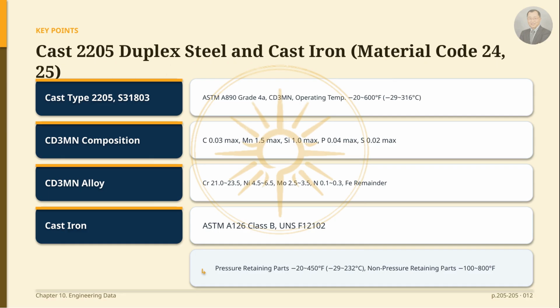Material code 25 is cast iron, specified as ASTM A126 Class B, UNS F12102. For pressure-retaining components, it is used from minus 20 to 450 degrees Fahrenheit, or minus 29 to 232 degrees Celsius. And for non-pressure-retaining components, it can be used from minus 100 to 800 degrees Fahrenheit.